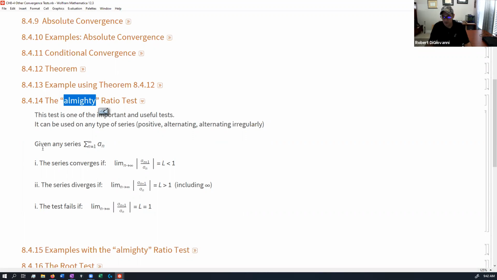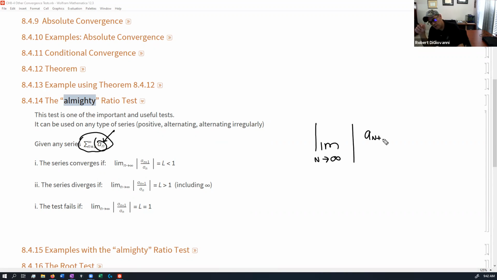You're going to start with your series, whatever it is, and take a look at that a sub n in there, and you're going to take a limit. You're just going to take the limit of the absolute value of a sub n plus 1 over a sub n. So you're taking the limit of the ratio of the n plus 1 term divided by the nth term.